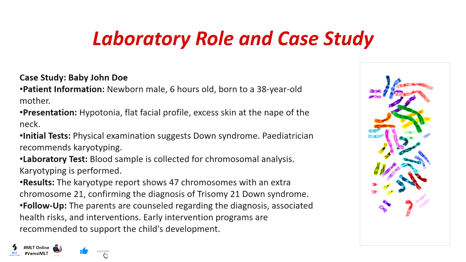Pediatrician recommends karyotyping. Laboratory test: blood sample is collected for chromosomal analysis. Karyotyping is performed. Results: the karyotype report shows 47 chromosomes with an extra chromosome 21, confirming the diagnosis of trisomy 21 Down syndrome. Follow-up: the parents are counseled regarding the diagnosis, associated health risks, and interventions. Early intervention programs are recommended to support the child's development.